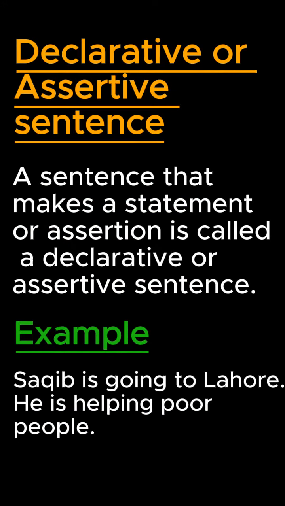Declarative or assertive sentence. A sentence that makes a statement or assertion is called a declarative or assertive sentence. 1. Saqib is going to Lahore. He is helping poor people.